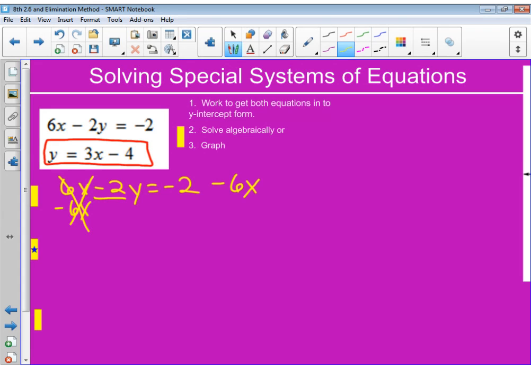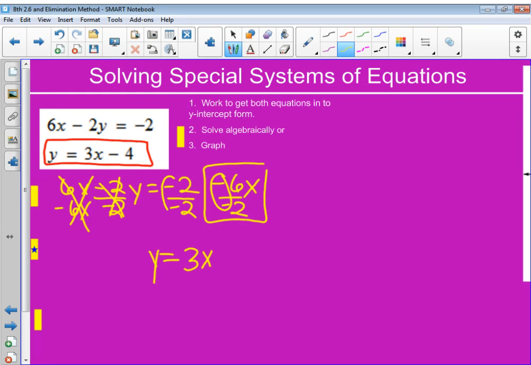Now I would divide by negative 2, divide by negative 2, divide by negative 2. So now when I rewrite it, I want the x first. So y equals, 2 negatives make it a positive, 6 divided by 2 is 3, x. And then 2 negatives make it a positive, 2 divided by 2 is 1, so plus 1.